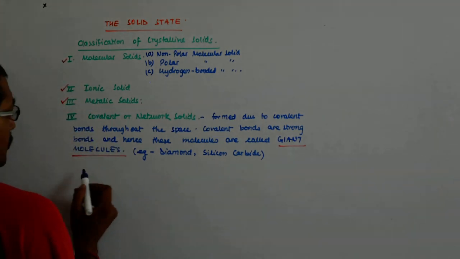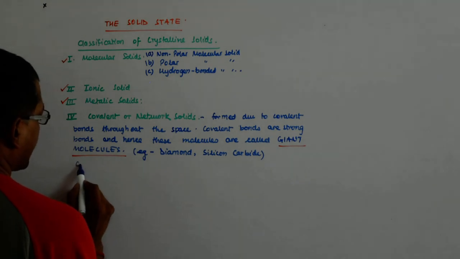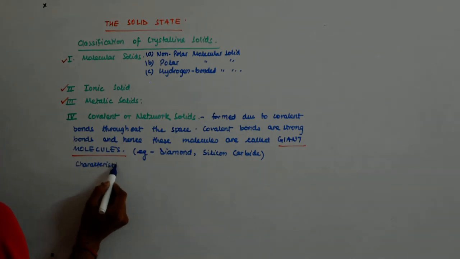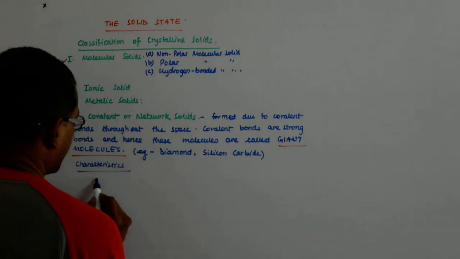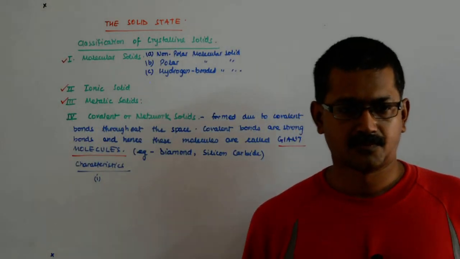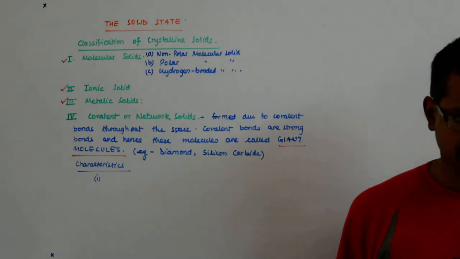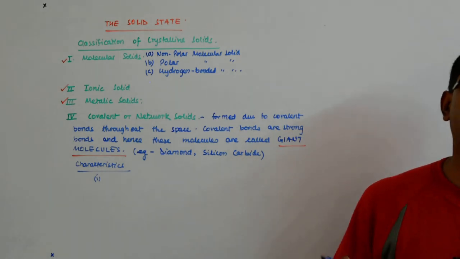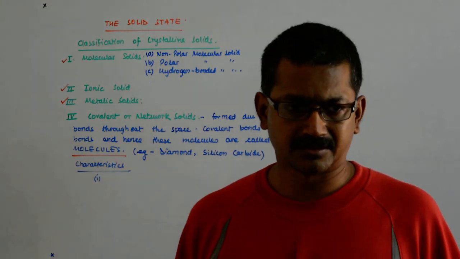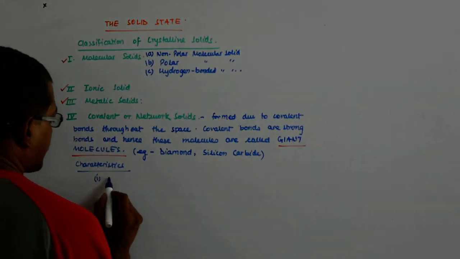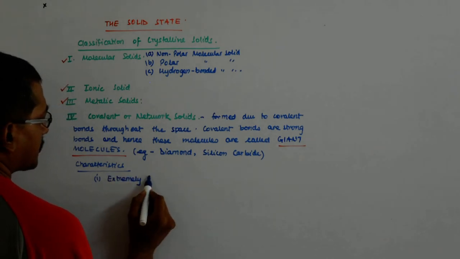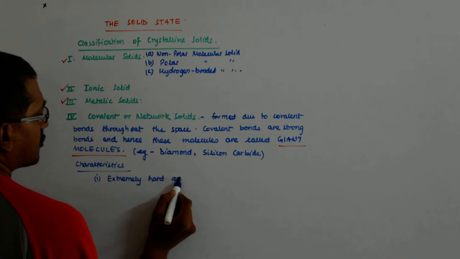And due to the covalent nature of the bonds, the characteristics are, what do you think the characteristics would be? They have to be extremely hard. Okay, so diamond is the hardest. So they have to be extremely hard and strong.